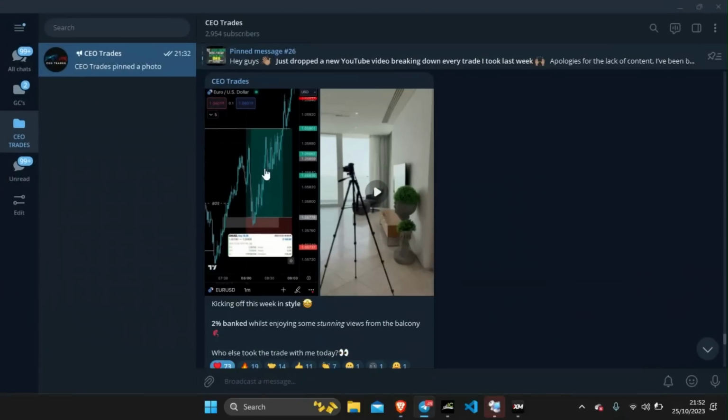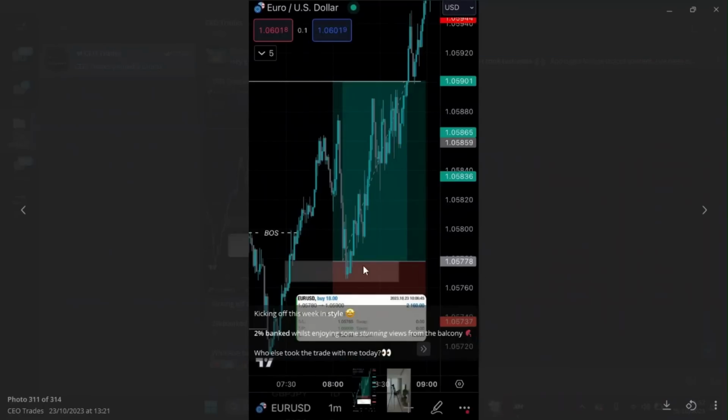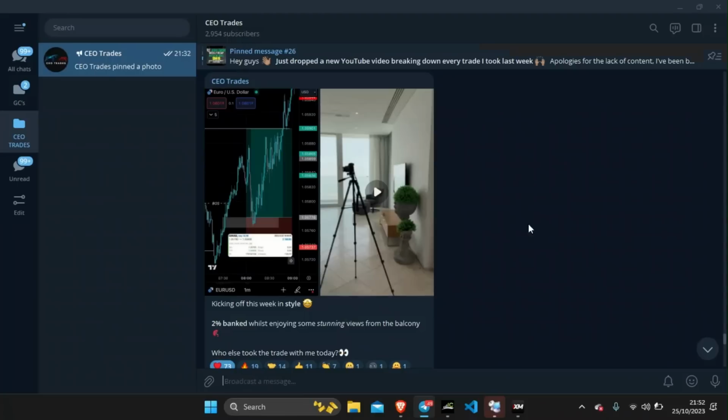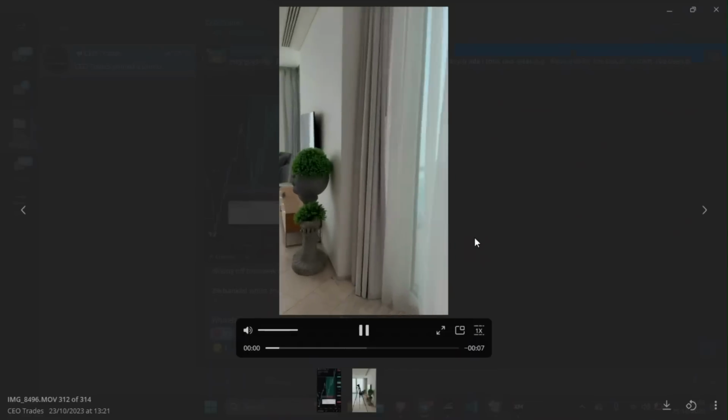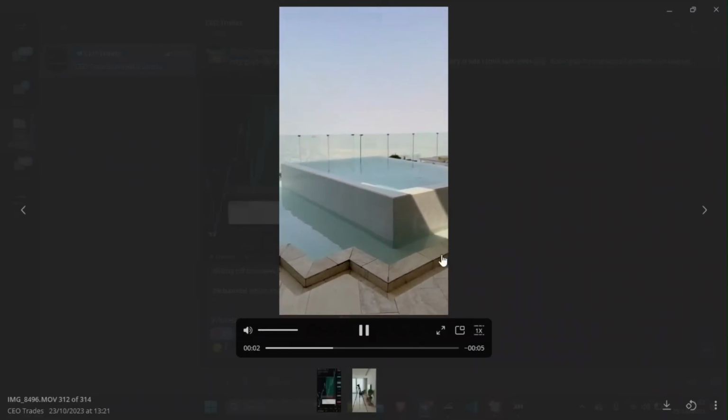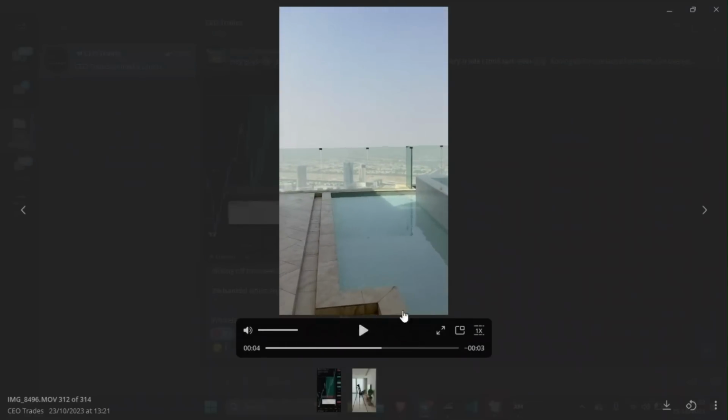So again, I posted this in my Telegram to show everyone that I did take this trade, kicking the week off in style, 2% banked while enjoying some stunning views from the balcony. Now let's check this out, right? Look at this. Wow.